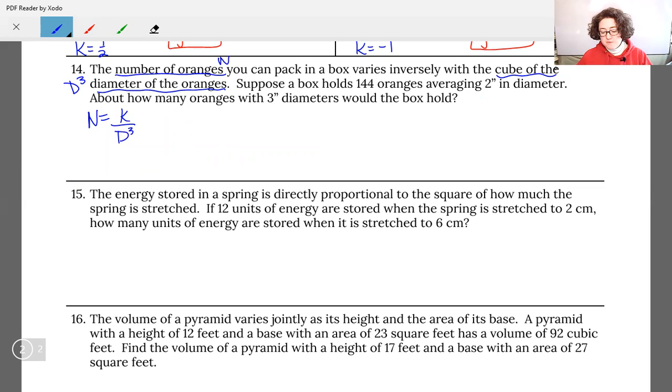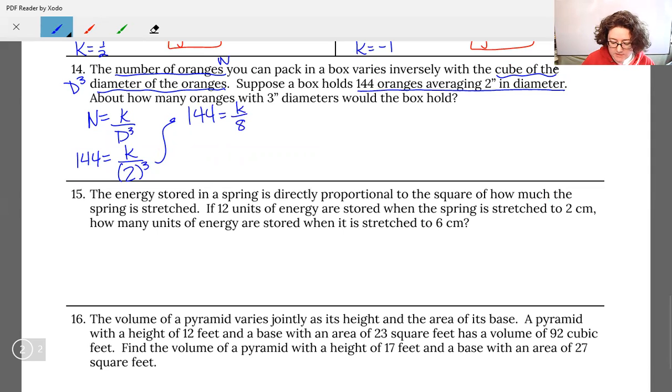Suppose a box holds 144 oranges averaging 2 inches in diameter. So that's what I'm going to plug in to figure out my k value. So number of oranges is 144 equals k over d cubed, so 2 cubed. Well, in other words, that means 144 equals k over 8. So multiply both sides by 8. So 144 times 8, that's a large multiplier, 1152. But those happen sometimes. So now the question is about how many oranges with 3-inch diameters would the box hold?